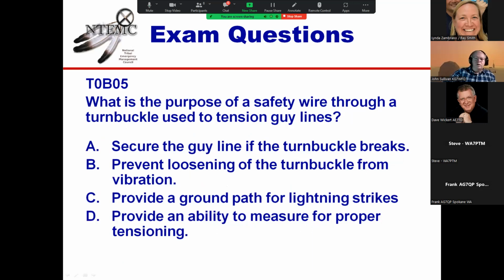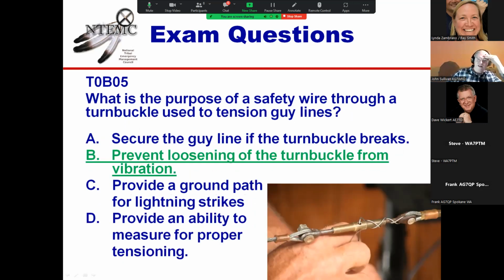All righty. What is the purpose of a safety wire through a turnbuckle used to tension guy lines? This is a tough question. I think a lot of people won't even understand what they're talking about here without an illustration. So let's take a look at an illustration. Here's an example of it. And the answer is to prevent loosening of the turnbuckle from vibration.